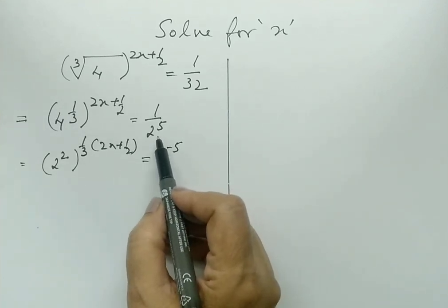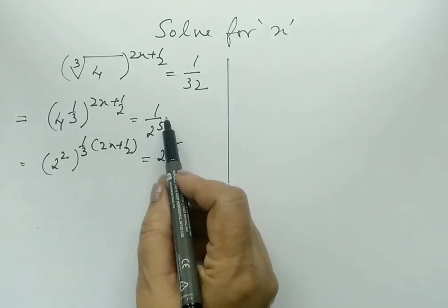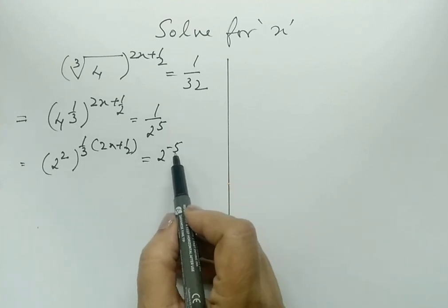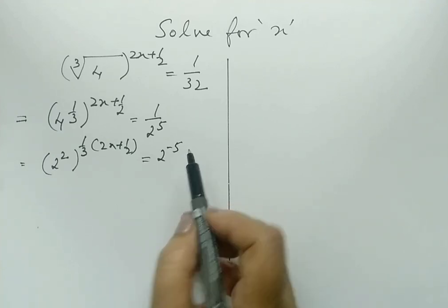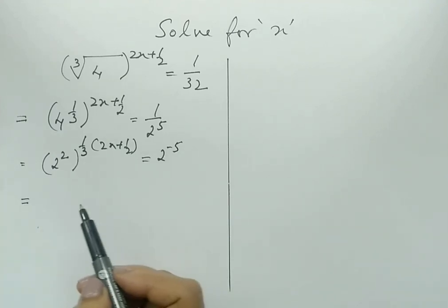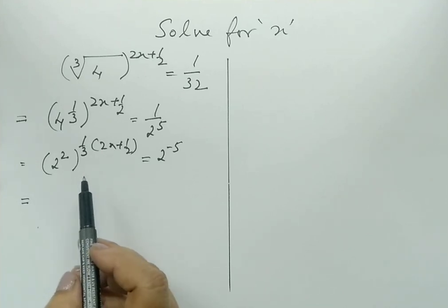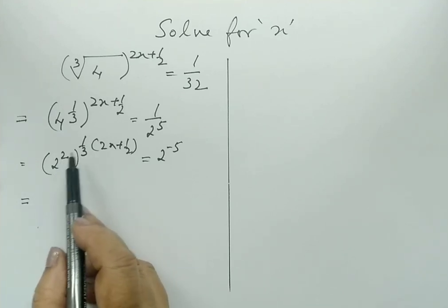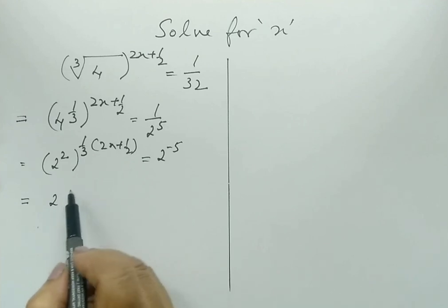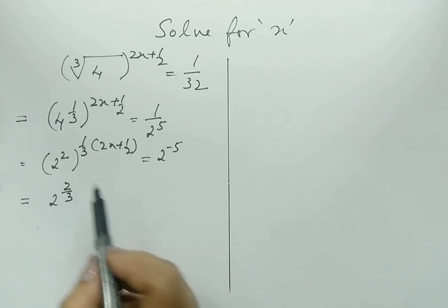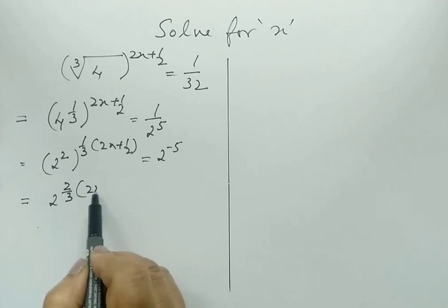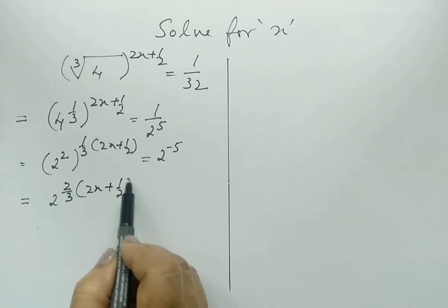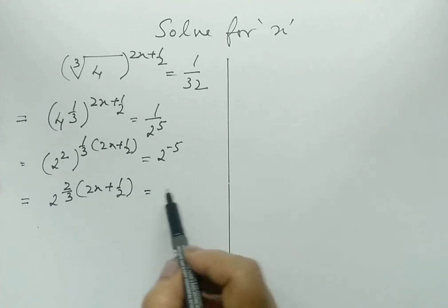What is in the denominator, when it comes to the numerator, takes a minus power. So the next step is to multiply this with this, 2 by 3. Alright, and then we have 2x plus half the way it was.